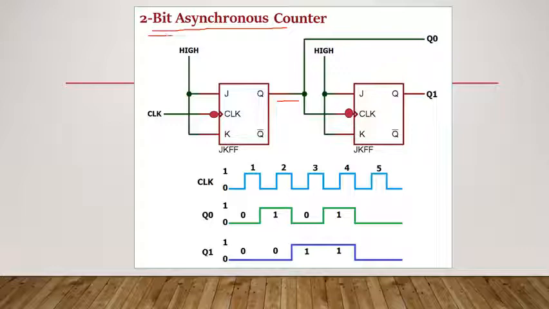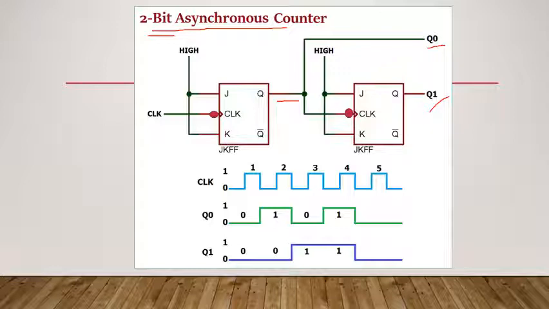Now what is this 2-bit? It is representing these outputs. Here we are having two outputs. These are 2 bits. So this is a 2-bit asynchronous counter. Now if we have to design an n-bit asynchronous counter, we will require n number of flip-flops. So here for a 2-bit counter, we are using 2 flip-flops.